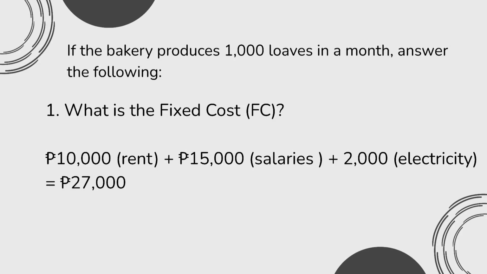Question number 1. What is the fixed cost or FC? Fixed cost equals rent plus salaries plus electricity. So 10,000 pesos for the rent plus 15,000 pesos for salaries plus 2,000 pesos for electricity. So add them all, then the fixed cost is 27,000 pesos.